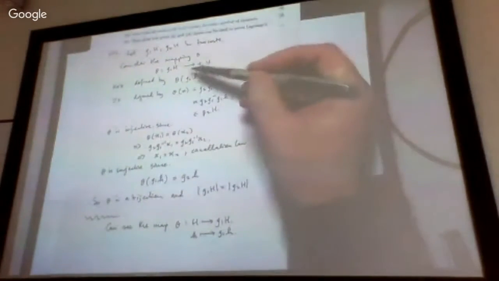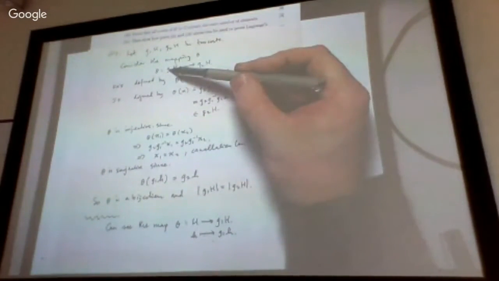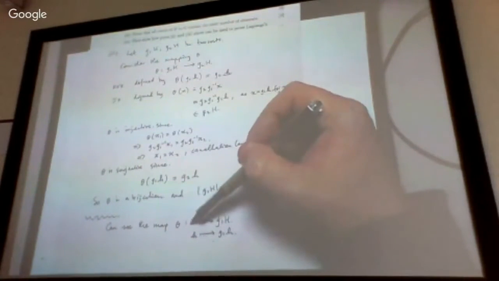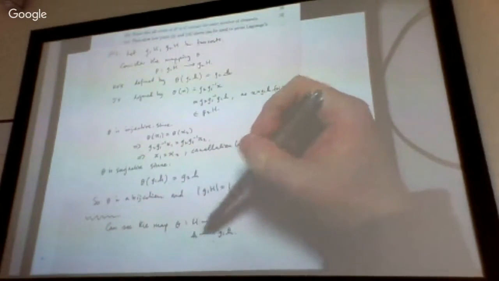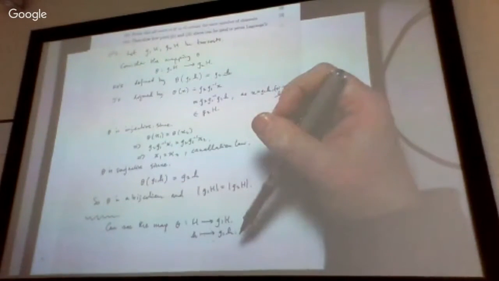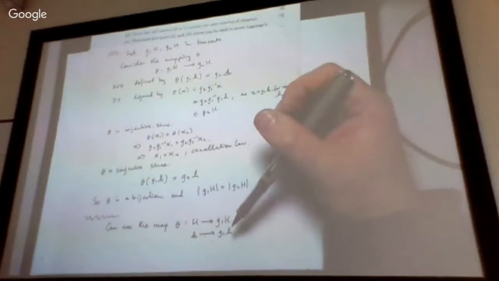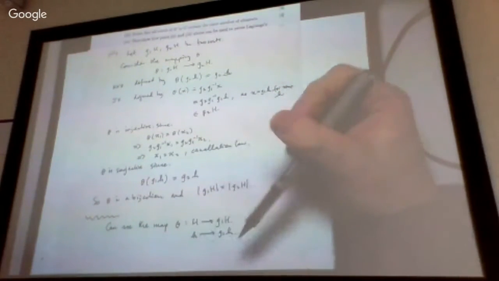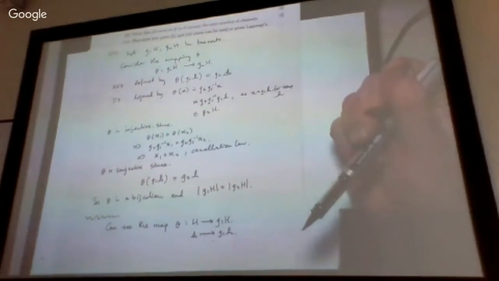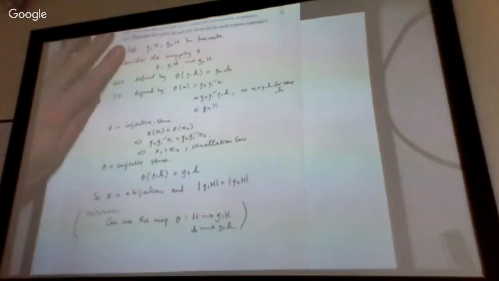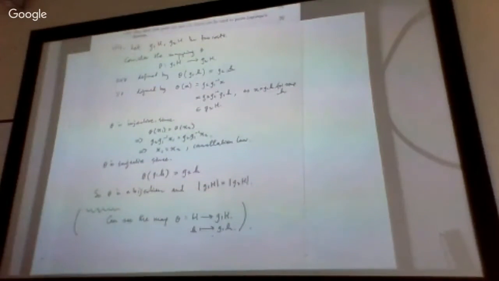It's the same map as up here because here the representative is the identity element, eH, so it's effectively the same. You still have to show that it's injective and surjective. Okay, so that shows they have the same number of elements.